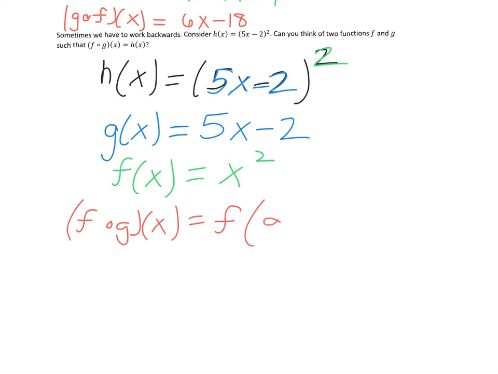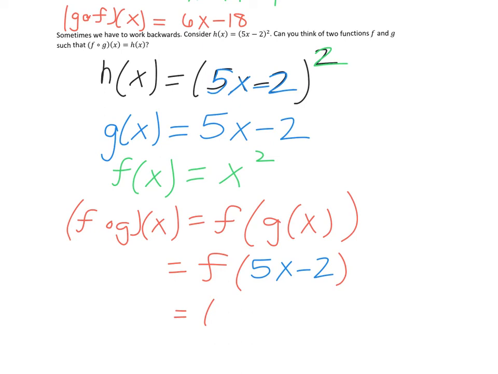So again, we want to know, does this equal our h? We call g 5x minus 2. And then f is the input squared. So we would take our input and square it. And does that get us back to h? Yes. So this would be an example of two functions composed that give us h of x.